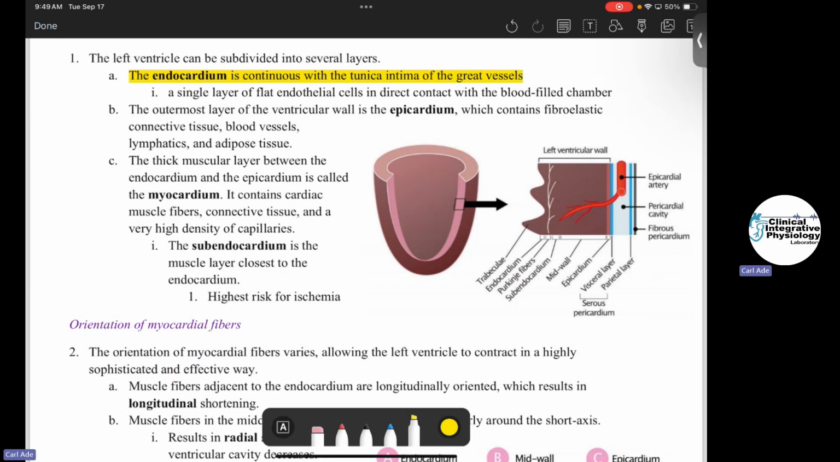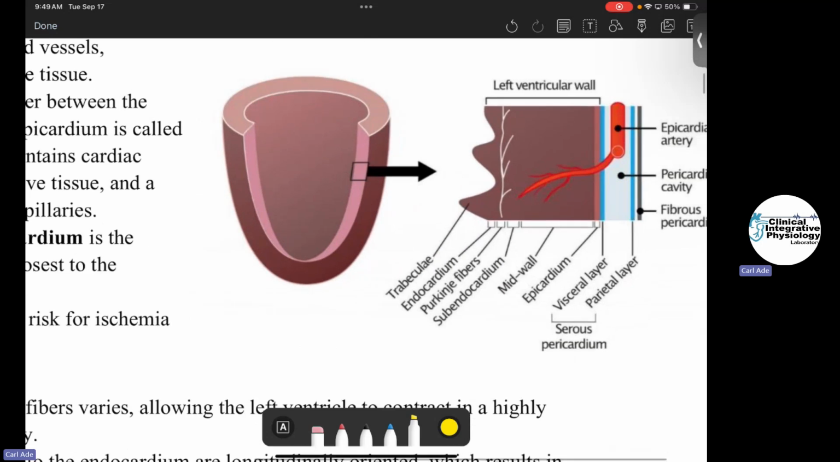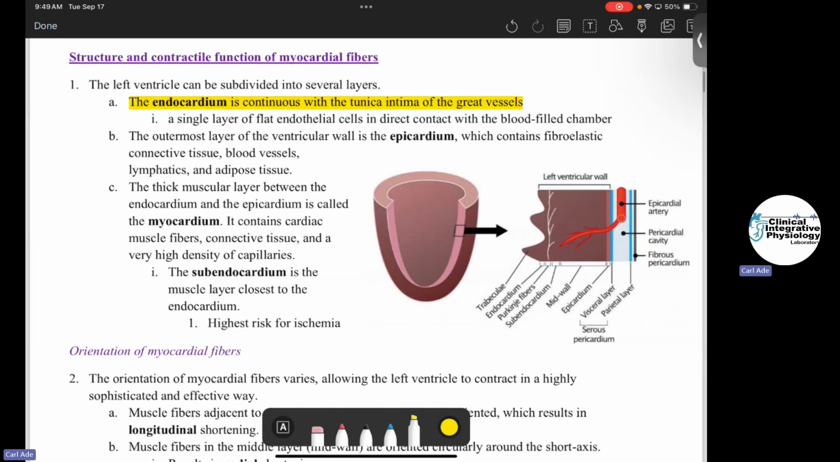If we jump over to our figure a little bit, we see that we actually have in some places some trabeculae. It's not this nice smooth surface inside the heart like the smooth surface of a blood vessel, but it's still lined with that endocardium. So this is just the flat endothelial cells. The outermost layer of our ventricular wall is the epicardium. It has more connective tissue and blood vessels.